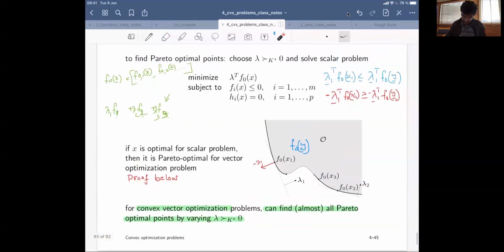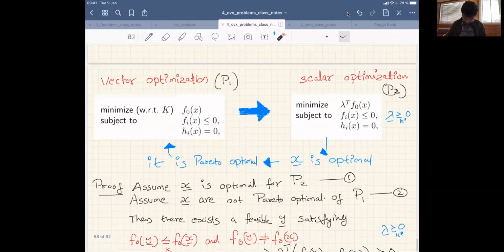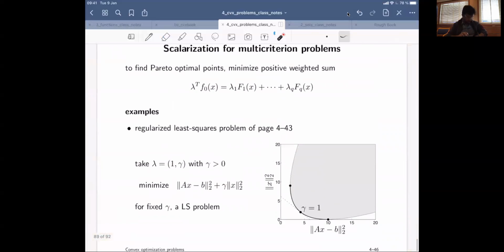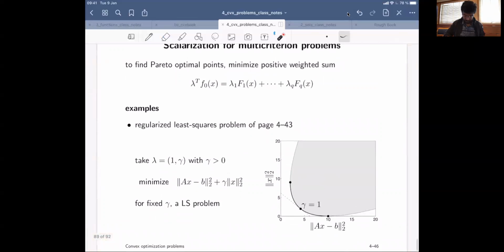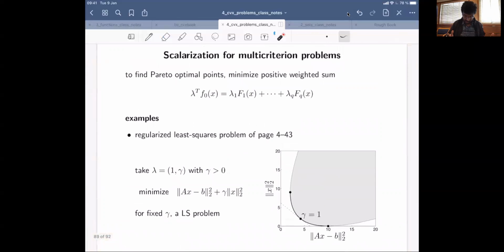So one other thing is, we have to wind up quickly. So let's go for this last example. It is the same example. So here I'm discussing scalarization for multi-criterion problem.